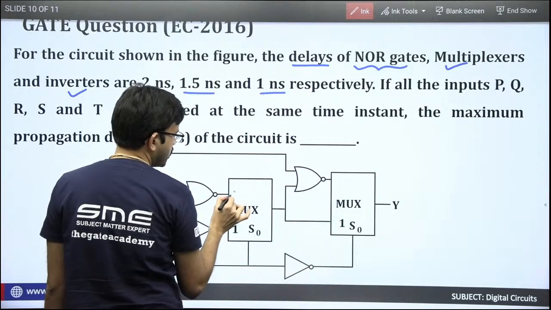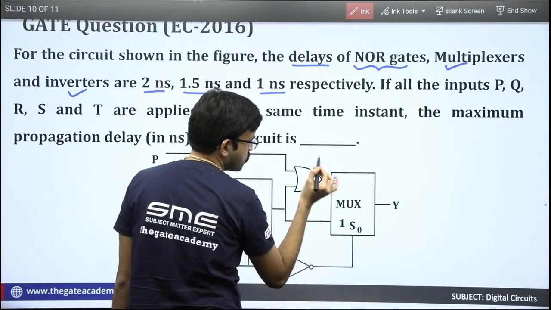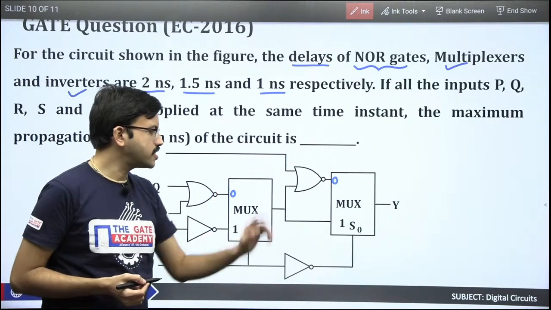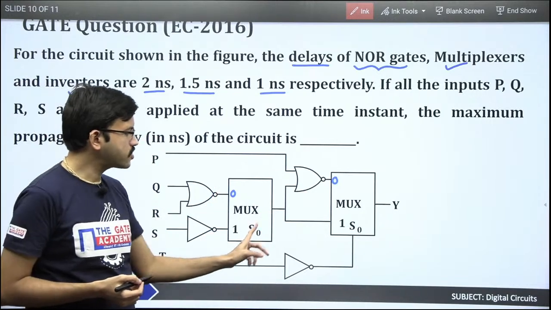So here the selection line is 0, here also the selection line is 0. Sorry, I0, I1, I0, I1. Selection lines are here S0, here S0.